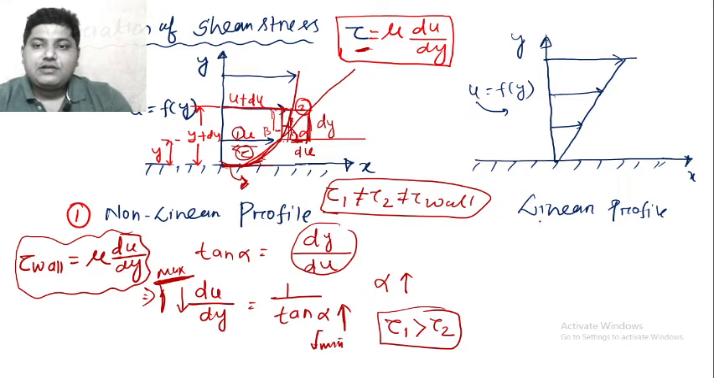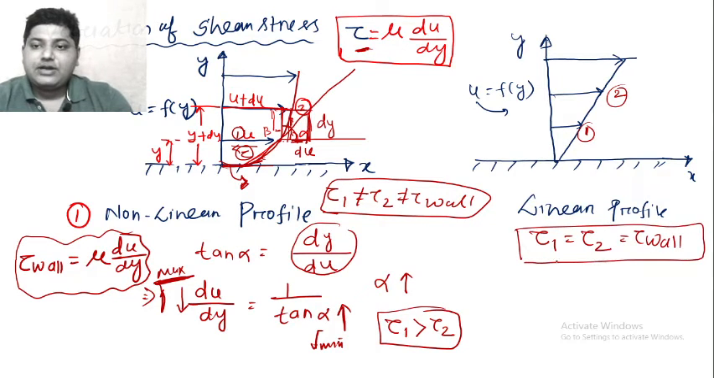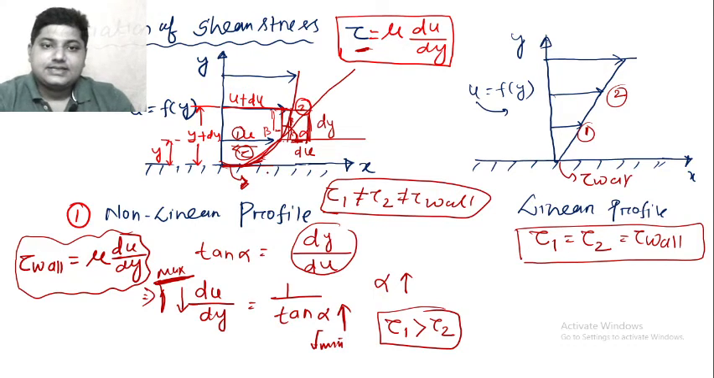Now in a linear profile, you see at all points, suppose this is point 1 and this is point 2, the slope will remain constant. So this alpha will remain constant, and this du by dy also remains constant. As du by dy remains constant, the shear stress will also be the same in all cases. Tau 1 will be equal to tau 2 will be equal to the wall shear stress tau.